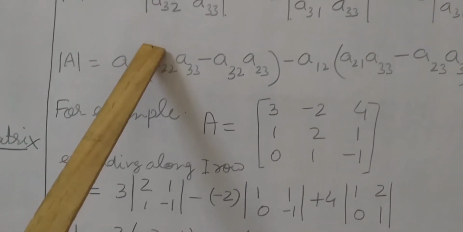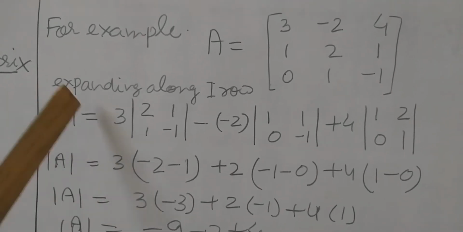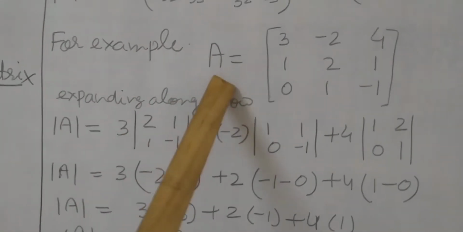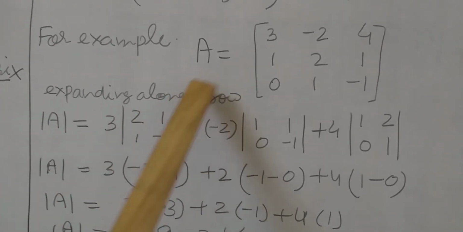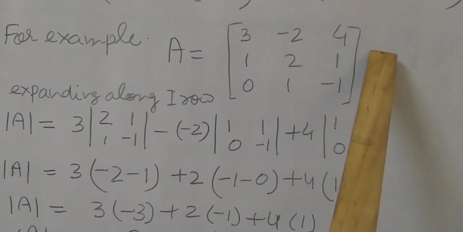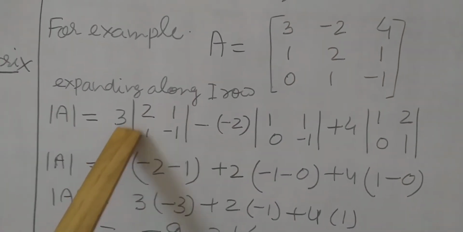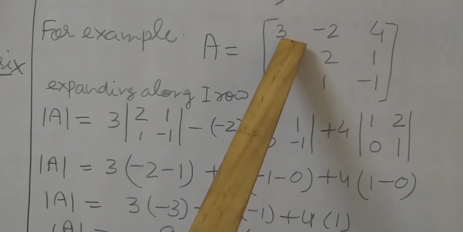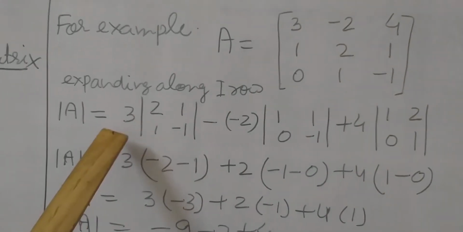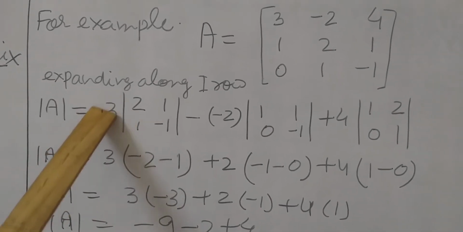So the same method I am going to use here, student. Determinant of A, because the matrix is denoted by A here, that's why we have to write the determinant of A. I am expanding it along the first row. The first element we have to write is 3. 3 is at A11, 1 plus 1 is 2, an even position. We have to write 3 as it is, with a plus sign.